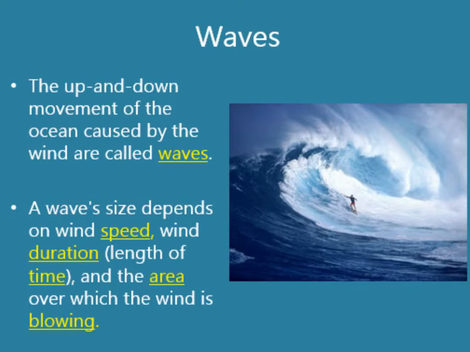The up and down movement of the ocean caused by the wind are called waves. A wave's size depends on wind speed, wind duration, which is the length of time, and the area over which the wind is blowing. Isn't that fascinating?